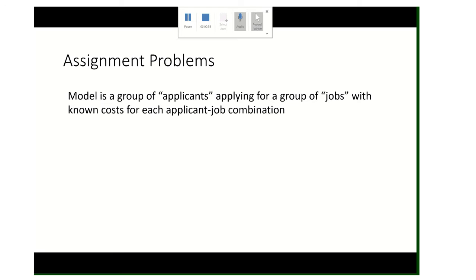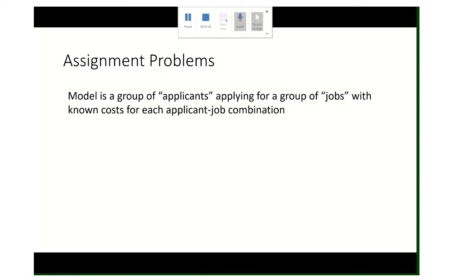So this model is a group of applicants applying for a group of jobs with known costs for each applicant-job combination. That's kind of the classic formulation for this problem. The essential part is that you have a number of things that are being associated with a number of other things, where only one item can be associated with one other item.